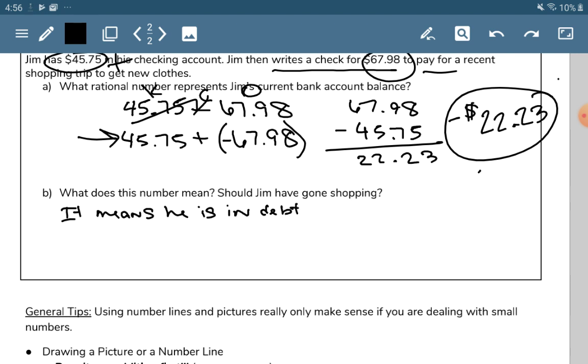To be in debt means that you owe money. You did not have enough. You spent more than what you actually owned or what you had in your account. And because that is the case, we're going to say he should not have gone shopping. He did not have enough money to do that. So he should not have gone shopping. And the reason he should not have shopped is because he didn't have enough money in his account.